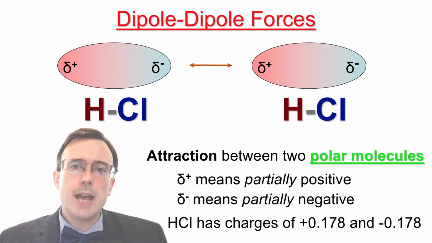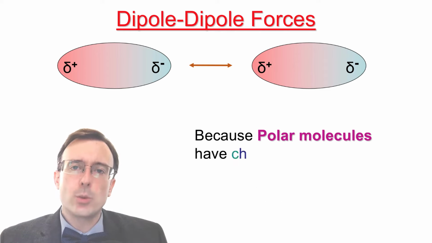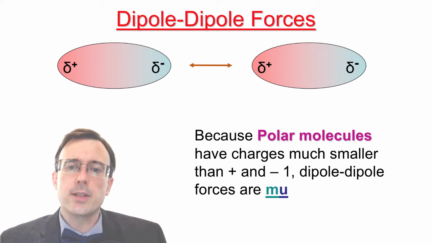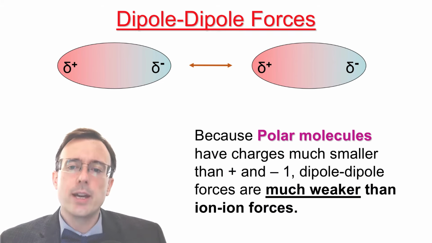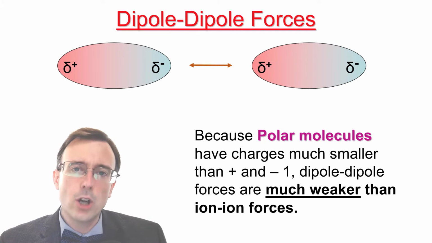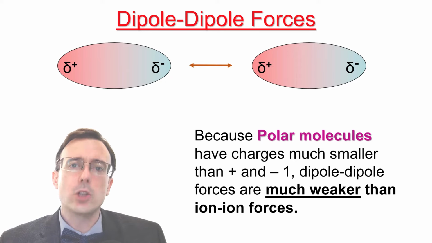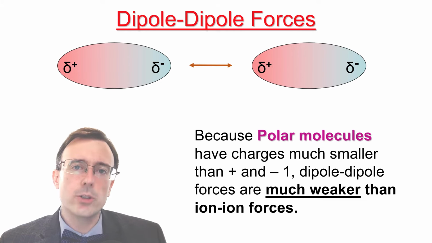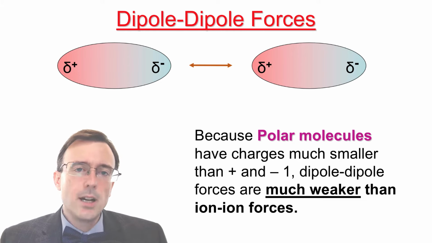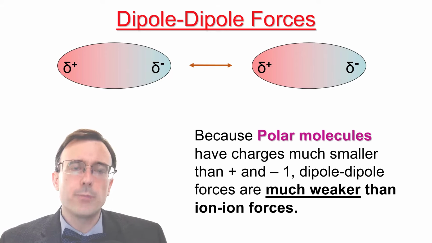It turns out that the dipole-dipole force is much weaker than the ion-ion force, and that's because polar molecules have charges that are much smaller than positive or negative 1. Remember that the smaller the charge, the weaker the attraction. The larger the charge, the stronger the attraction. So in general, ion-ion forces are always going to be larger than dipole-dipole forces because dipole-dipole forces involve polar molecules that have charges that are much less than positive or negative 1.